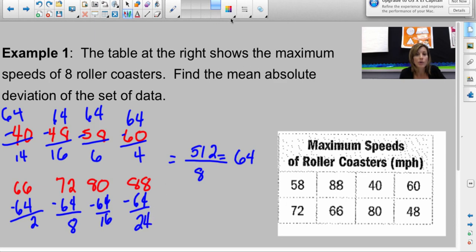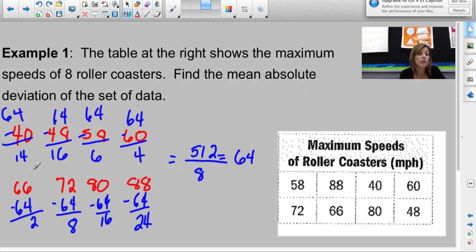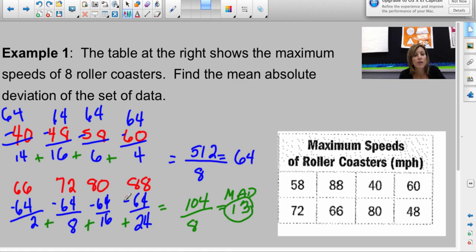Now, our next step, we're going to add up, let's use green. We're going to add up all these blue numbers, the differences. 14 plus 16 plus 6 plus 4 plus 2 plus 8 plus 16 plus 24. That gives us 104. And now we're going to divide that by 8 to get us 13. So the MAD, or the mean absolute deviation, is 13. The data points are, on average, 13 away from the mean, so the data points are spread out. All right, we're going to keep talking about what that means in just a little bit.